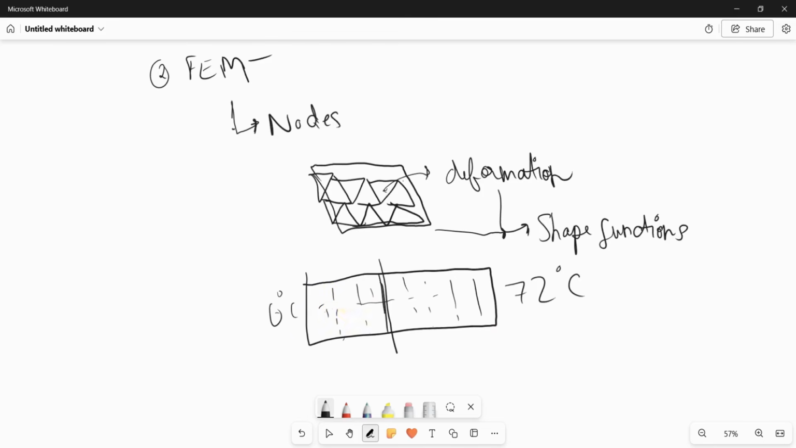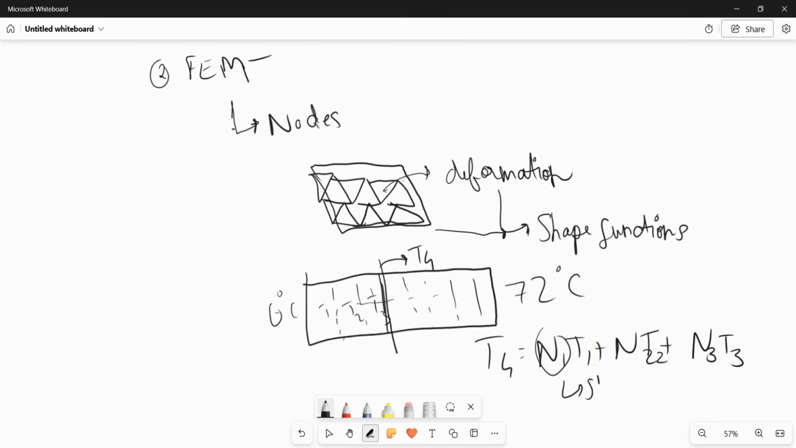Suppose the temperature is T1, T2, T3, and then at this point it's T4. So I can write it as T4 equals N1 T1 plus N2 T2 plus N3 T3. So what does this N represent? N is your shape functions. So you use shape functions to approximate values, to approximate the value that you have to find. That is your T4 at this point. So this is FEM in short.